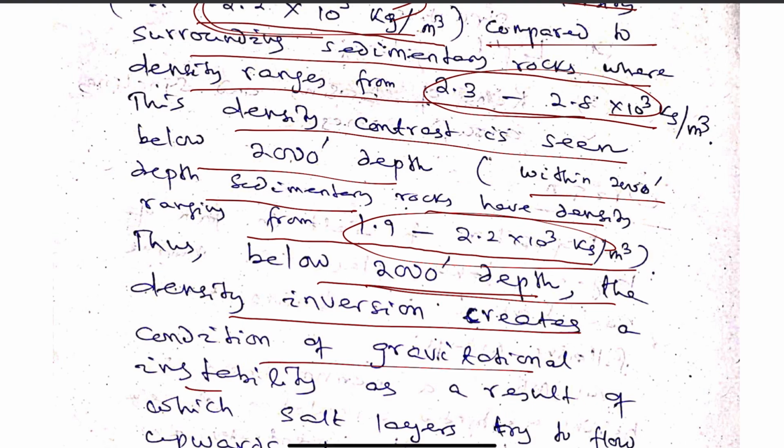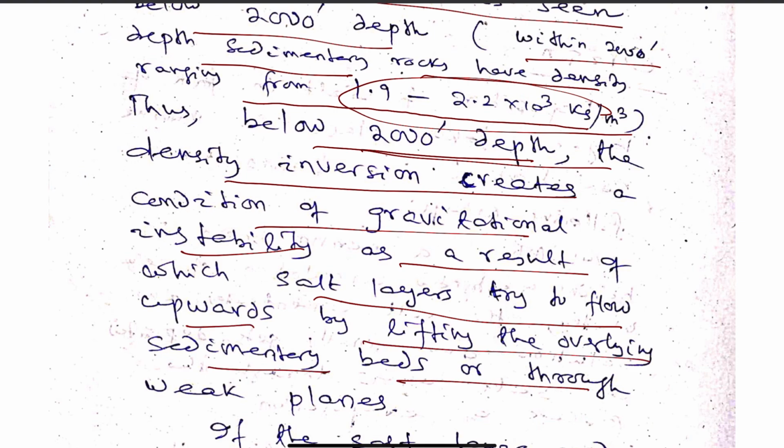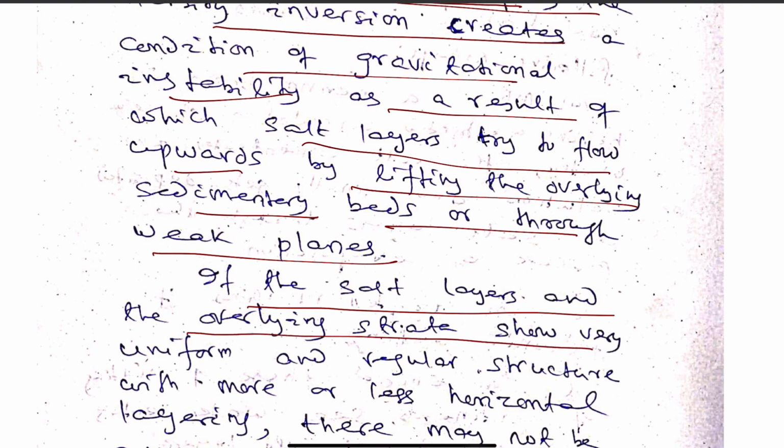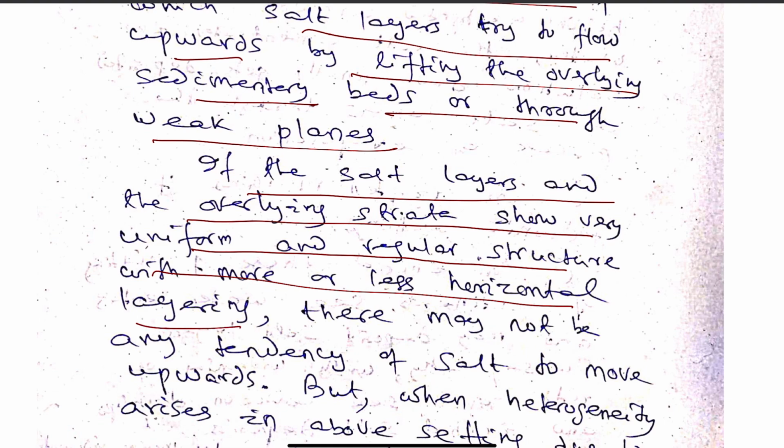And this gravitational instability causes the salt to flow upwards, by lifting the overlying sedimentary beds or by forceful movement through the weak planes of the overlying beds. If salt layers and the overlying strata show a very uniform or regular structure with more or less horizontal layering, there may not be any tendency of the salt to move upwards.